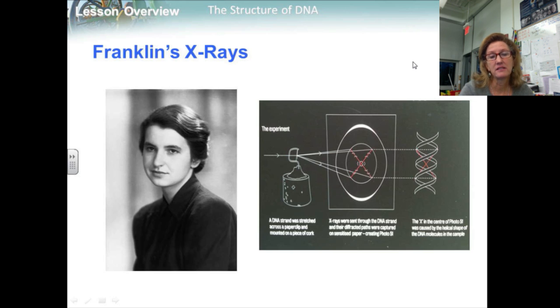The next scientist to speak about is from the 1950s. It was a British scientist named Rosalind Franklin. She used a technique called X-ray diffraction to get information about the structure of the DNA molecule. X-ray diffraction revealed an X-shaped pattern, showing that the strands in DNA are twisted around each other like the coils of a spring, as you can see here.